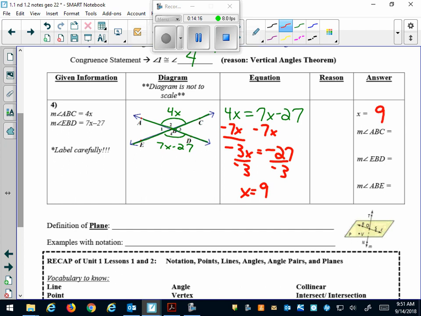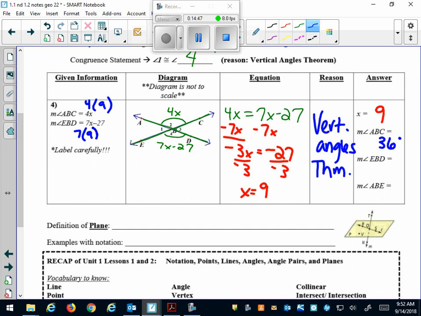What's our reason again? Vertical angles theorem. How are we going to get the measure of angle ABC? Good. Plug in x is 9 into this value. 4 times 9 then is 36 degrees. EBD, again, we plug in 9. 7 times 9 minus 27. 63 minus 27 also gives you 36 degrees.